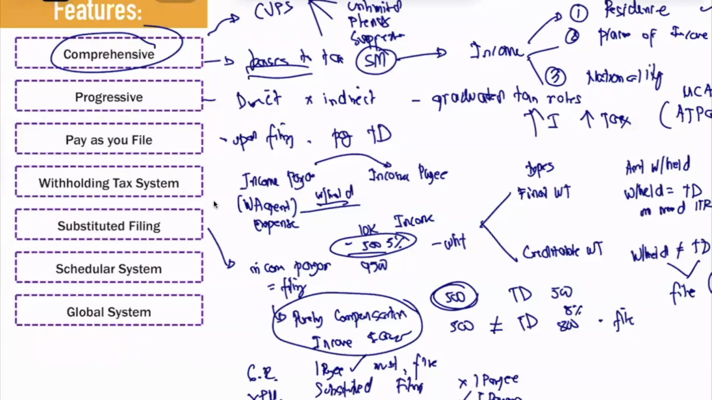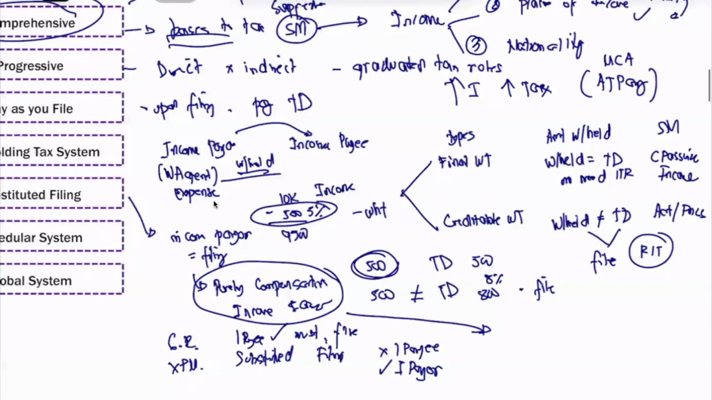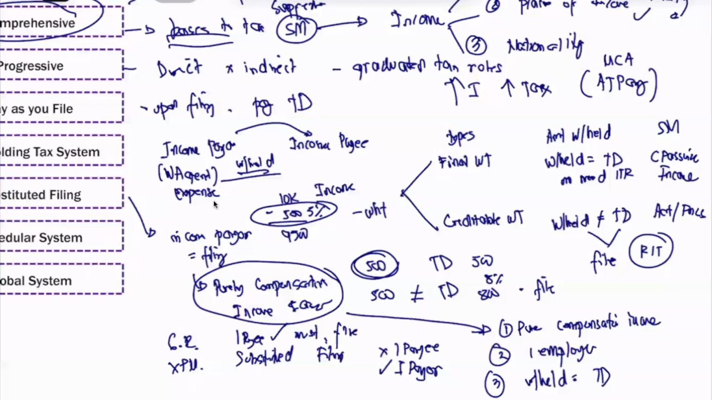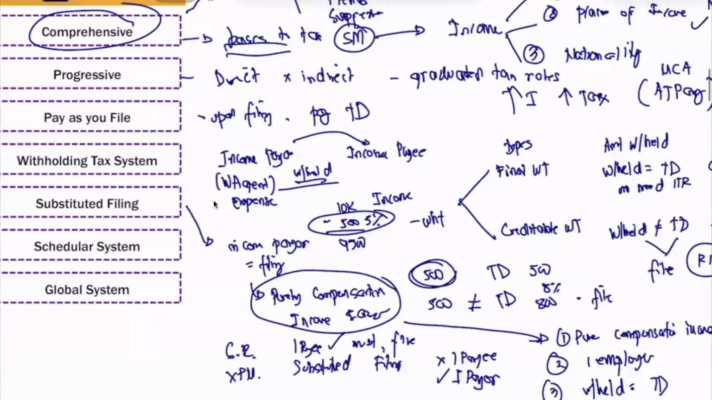And what are the requisites for this purely compensation income earner? First, of course, you are a pure compensation income earner. Second, you only have one employer. And third, the amount of tax withheld must be equal to your tax due. Tax withheld is equal to your tax due. Okay, so we said in substituted filing, the income payee will not file, but it is the income payer.